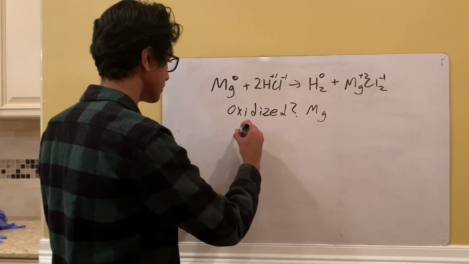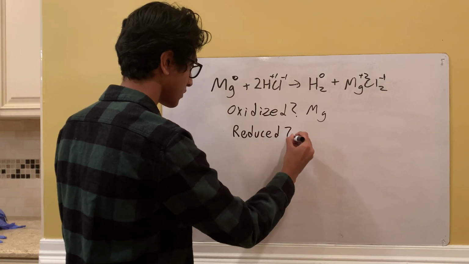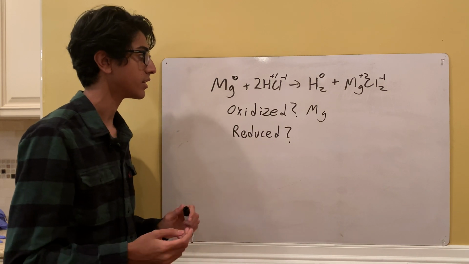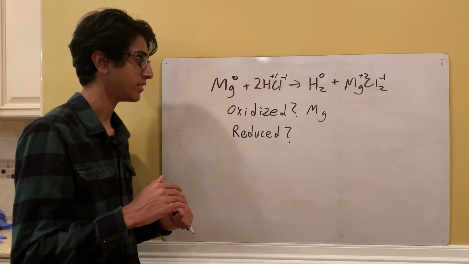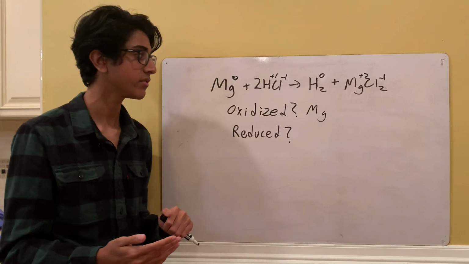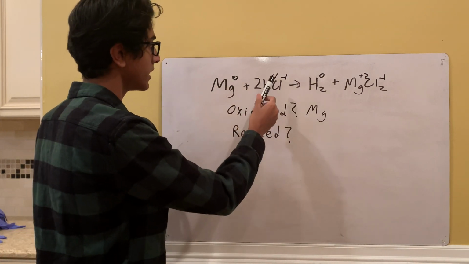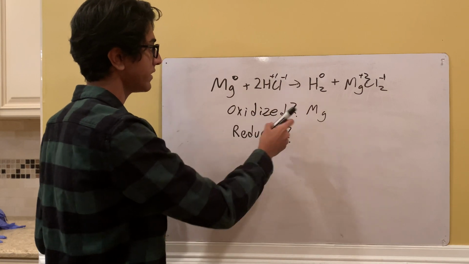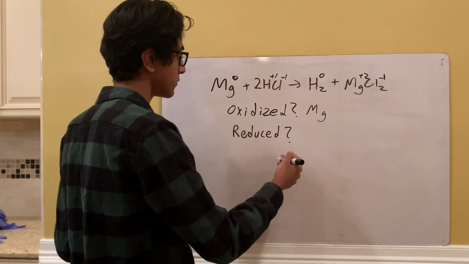And now what is being reduced? Whatever is being reduced is gaining electrons. So that means it is decreasing in its oxidation state value. So if we look at H+ on this side, it has a +1 oxidation state, but over here it has 0. So it went down by 1, so that means it gained 1 electron. So it's being reduced.